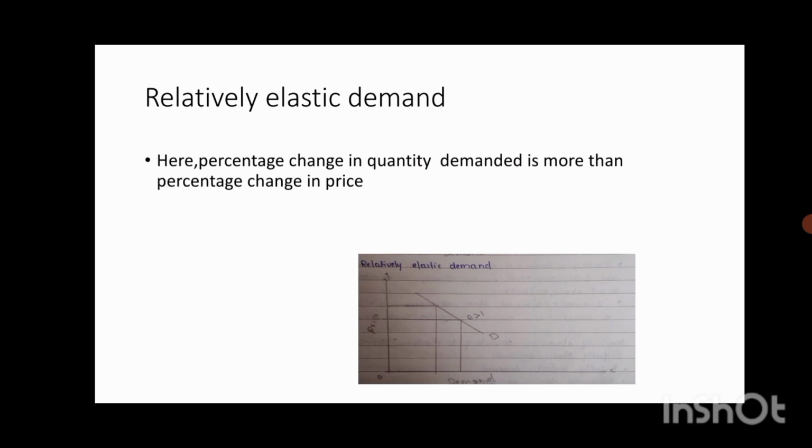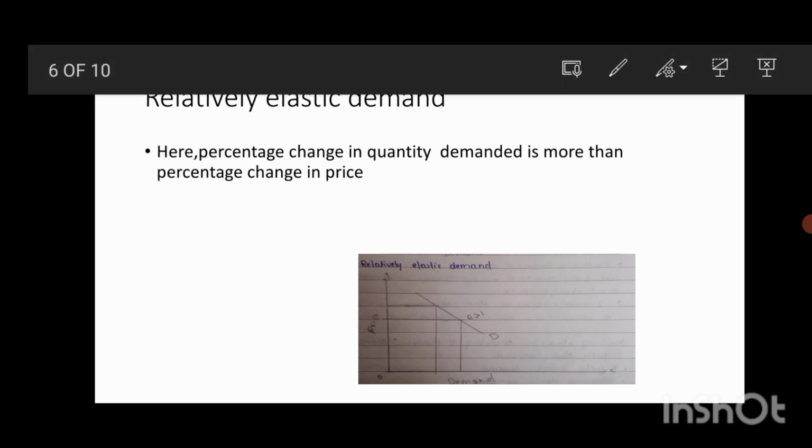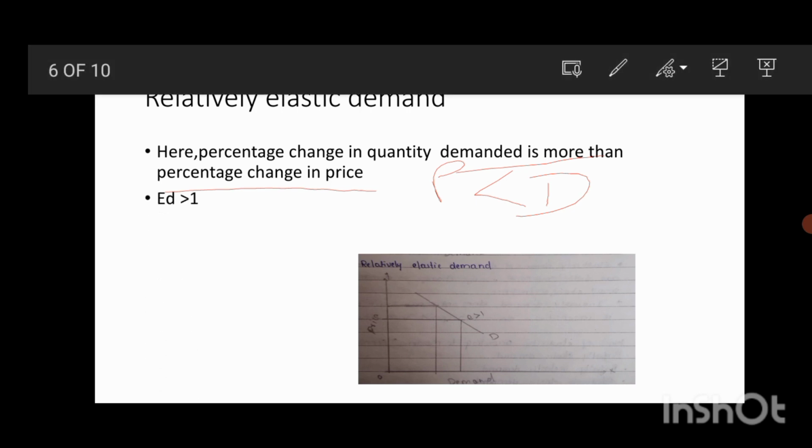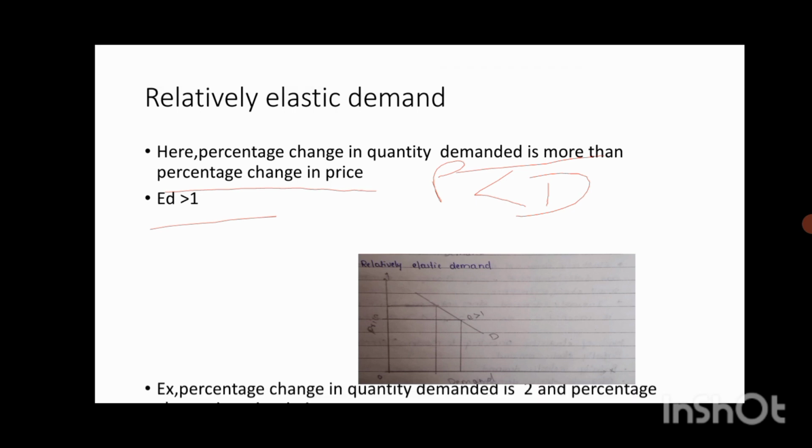What is relatively elastic demand? Here percentage change in quantity demanded is more than percentage change in price. Here price changes very little, but demand changes to a large extent. Then we are calling it relatively elastic demand. Here elasticity of demand is greater than 1.